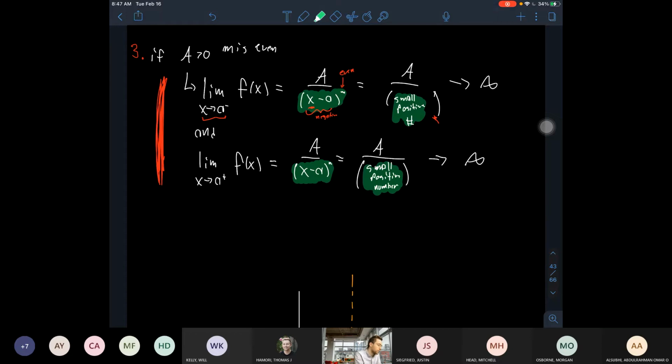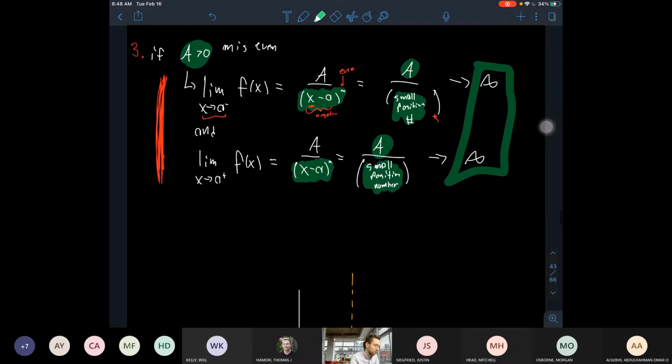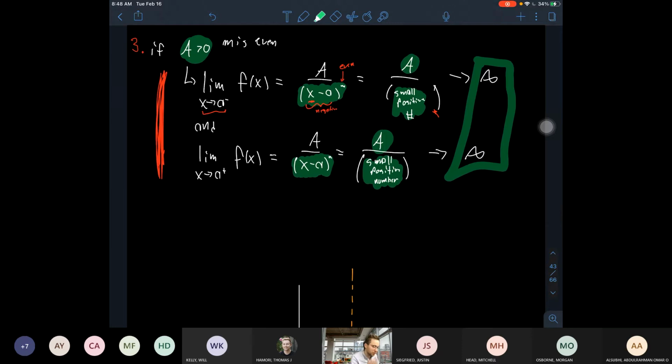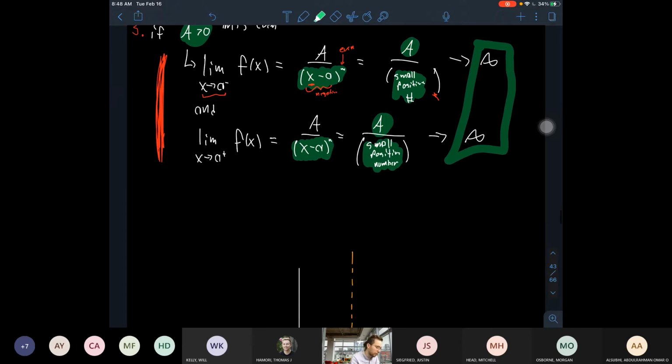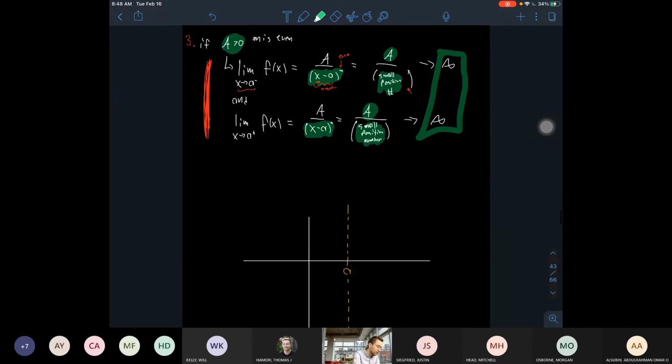Okay, and since we know that a is positive throughout this whole thing, we know that a here has the same sign in both of these, and that the denominator has the same sign in both of these, so we should expect the end behavior of both sides to be the same. They're both going to positive infinity because we divide a positive number by a small positive number, we get something which is very large and positive. So therefore we get this.